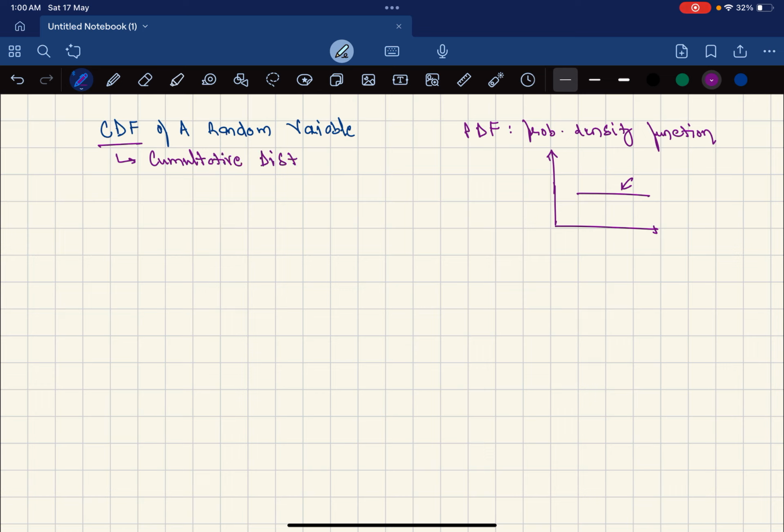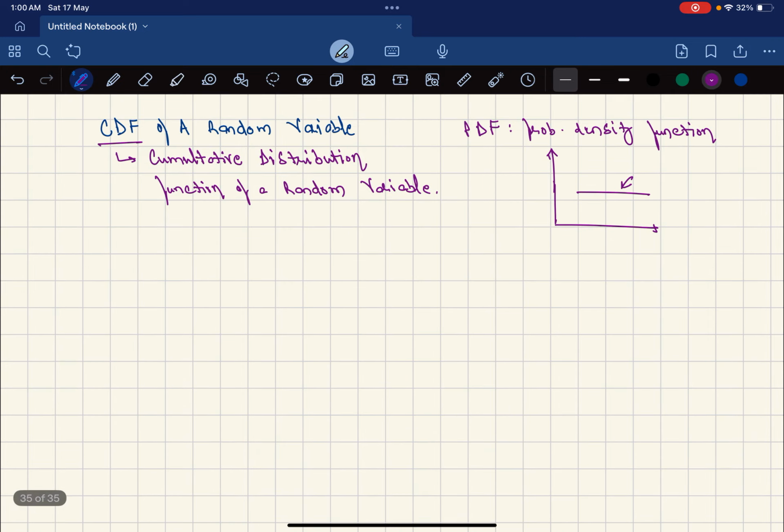distribution function of a random variable. Now what cumulative distribution function tells us, it gives the probability of random variable x taking a value less than equal to some value small x.